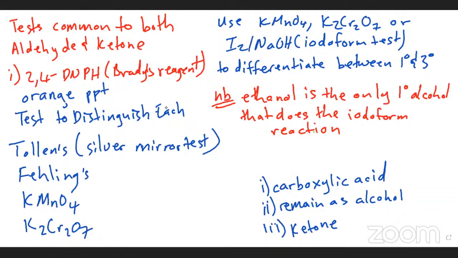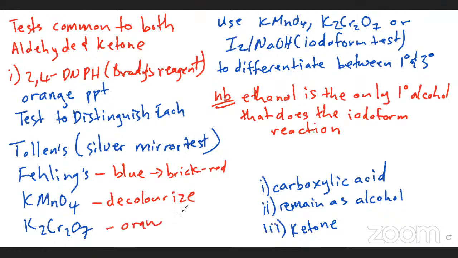In terms of observation, Fehling's goes from blue to brick red. We know that this one will be decolorized. This one goes from orange to green. Right. For the Tollens, we get a silver mirror as it says, or if you want to put silver precipitate.